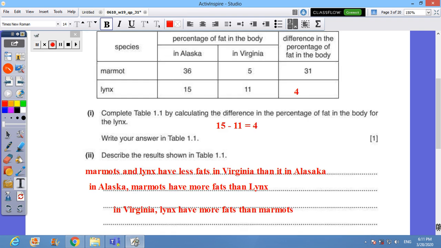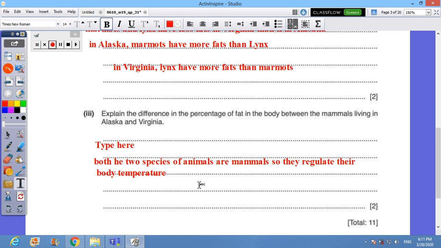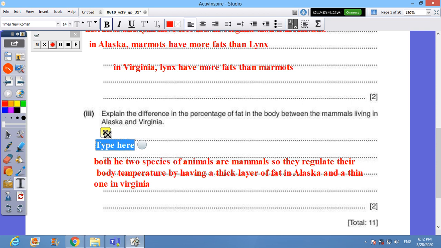How do they regulate their body temperature? By having a thick layer of fat in Alaska and a thin one in Virginia. You need to explain this in more details. How?